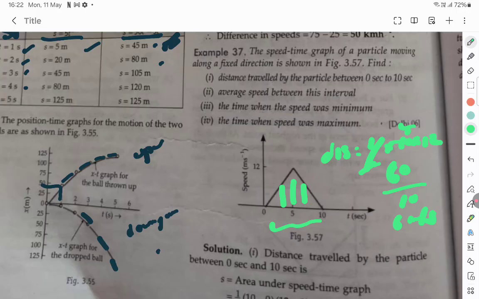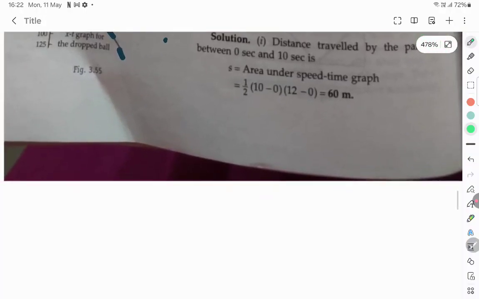So now, time when the speed was maximum. Speed was maximum at time t is equal to 5. You can see from the graph. The time when the speed was minimum. Speed is minimum, it becomes 0 at 10 seconds and at 0 seconds. So that's the way you should answer these questions.